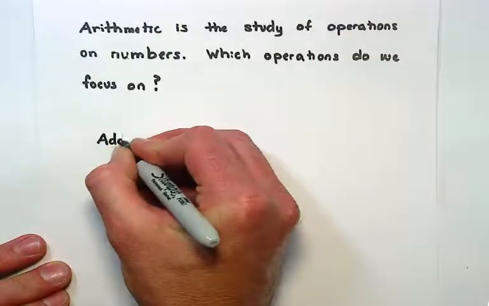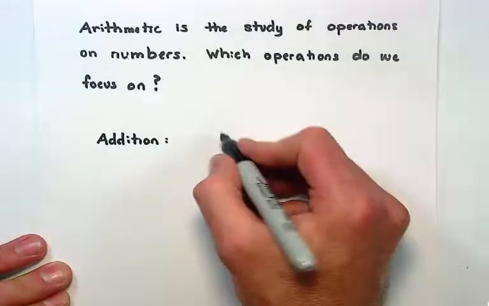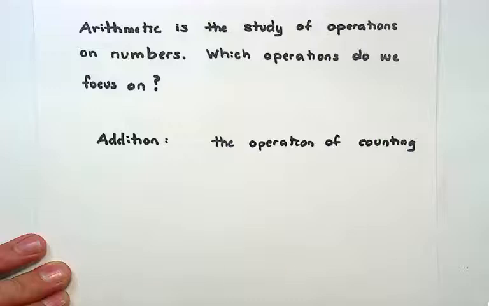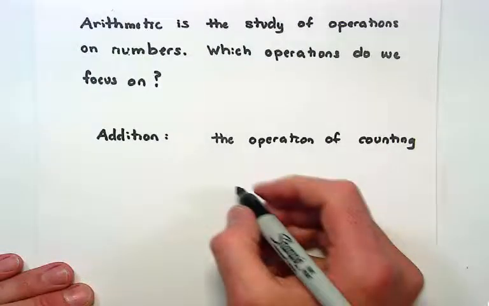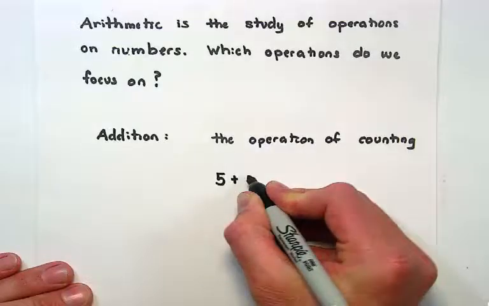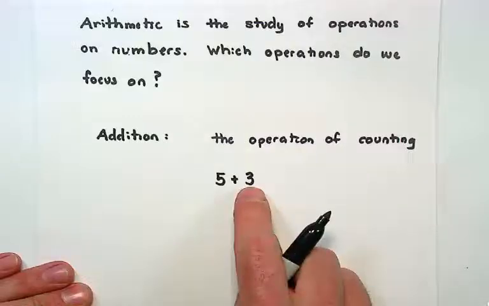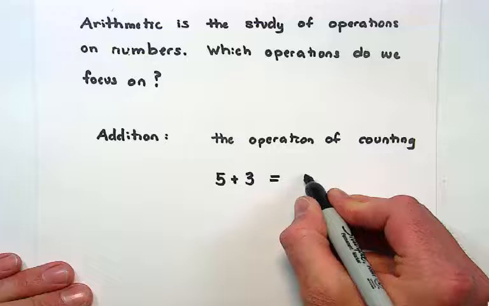The first operation that we usually consider in arithmetic is addition, and this is the operation of counting. The whole idea of addition is that we're going to count a few things. So an example of a fun addition problem is to take 5 things, count them, take another 3 things, count them, and then figure out how many things total that we have. Well, from our previous lives, we remember that this is 8.